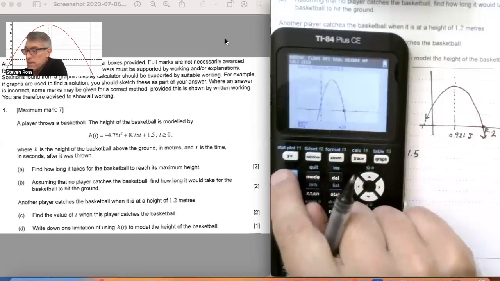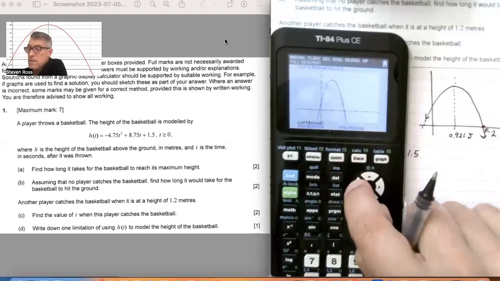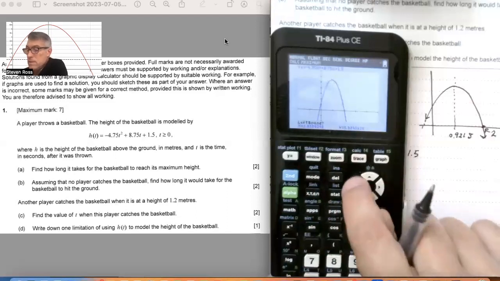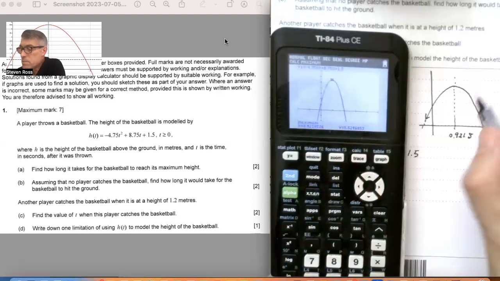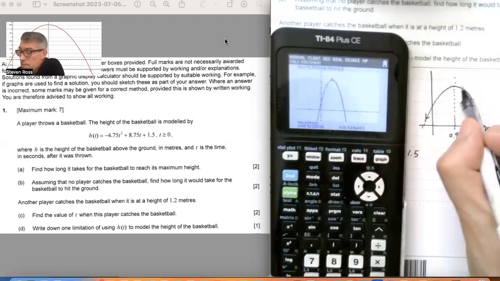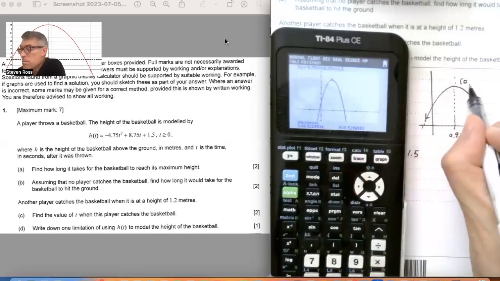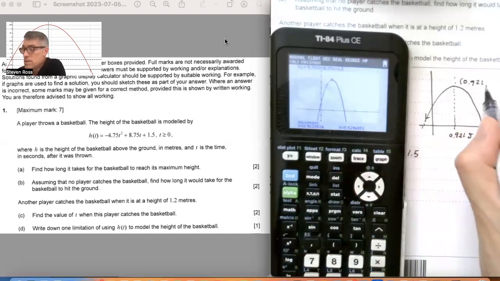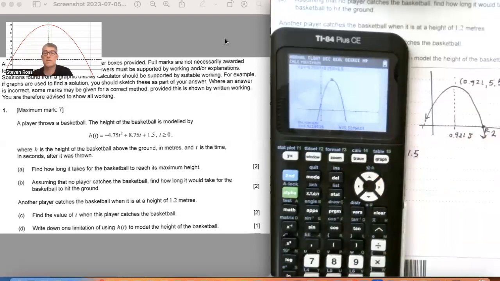And what I'm going to do is calculate a maximum. So I'll do the left bound, a little bit to the left of the max, and then a little bit over right, and let the calculator calculate the highest point. And the highest point is at 0.921 seconds. And the height there is something they could ask us, 5.53 meters.